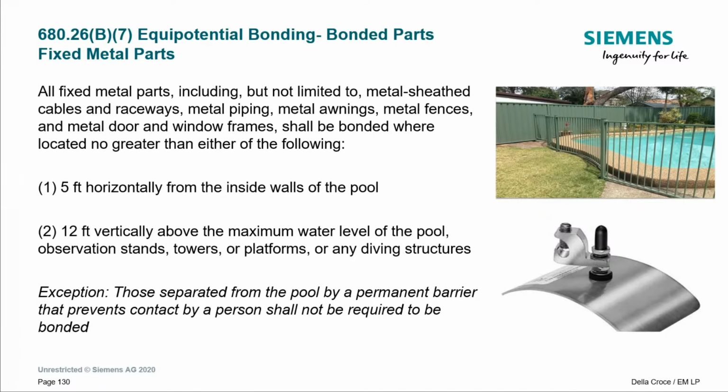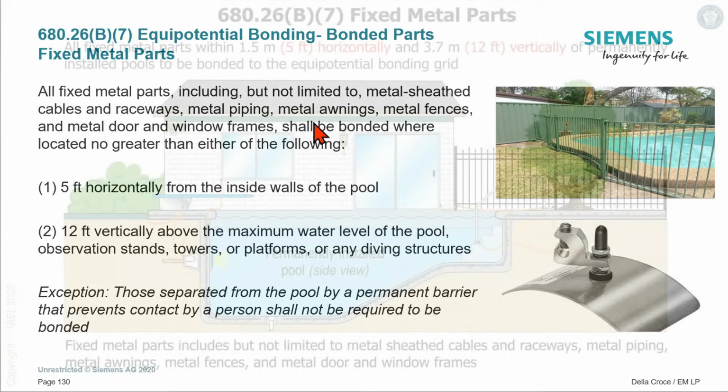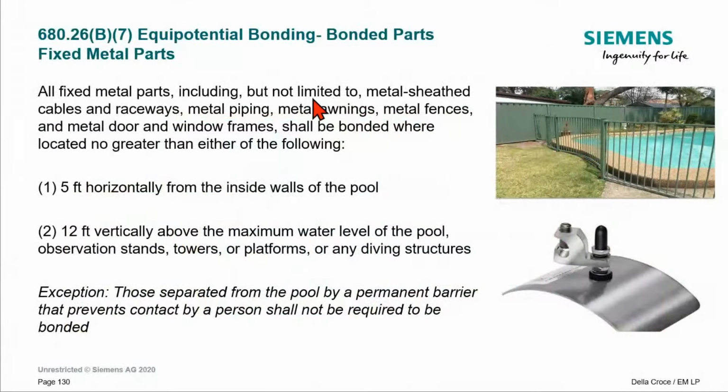Metal fences. Here you see a picture of the fence over here. Okay, that's obviously within 5 feet. Metal doors and window frames. Yes, can turn a nasty installation quickly. Shall be bonded where located not greater than the following. So, if it is 5 feet horizontal from the inside wall of the pool, so 5 feet or less, we're going to have to bond it. Potential bonding. Any of these, and again, not limited to, right? Not limited to. So it could be some other metal fixed part that's near there.